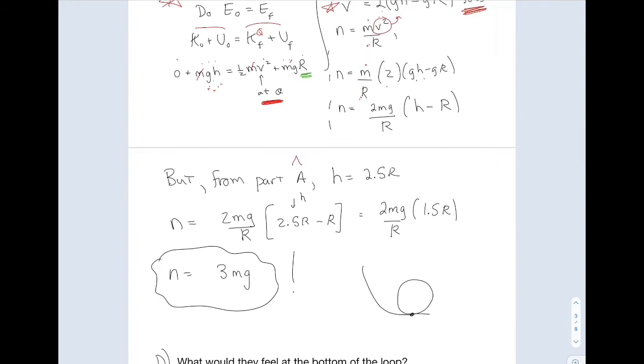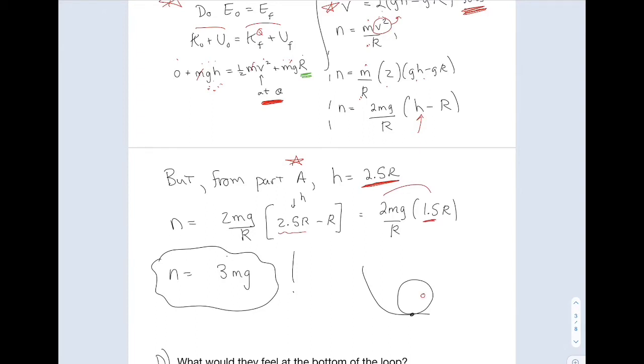But from part A, the height is 2.5 r. So right here where I have the h, I'm putting in 2.5 r. That's what I did right there, 2.5 r. So 2.5 minus 1 is 1.5. And 2 times 1.5 is 3.